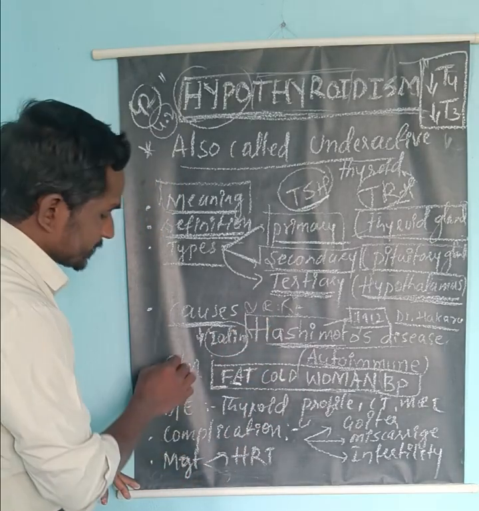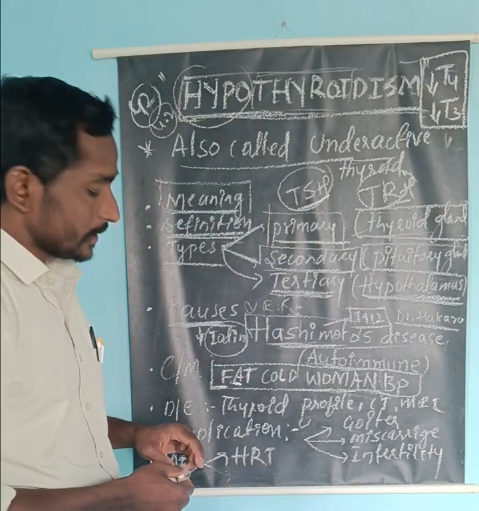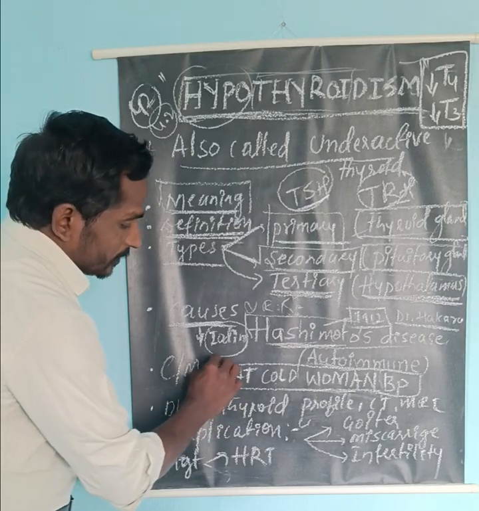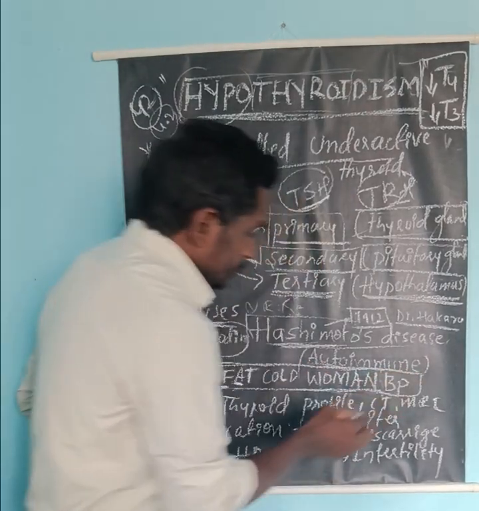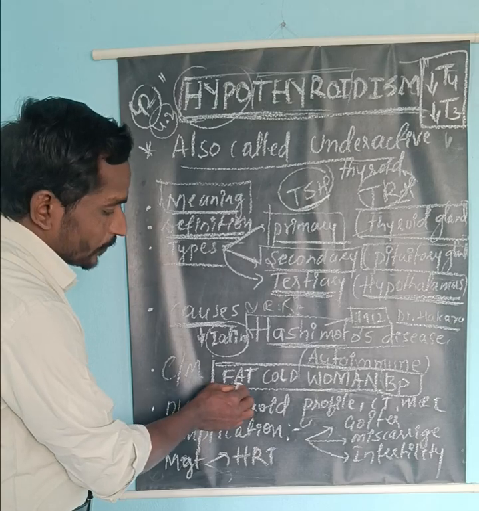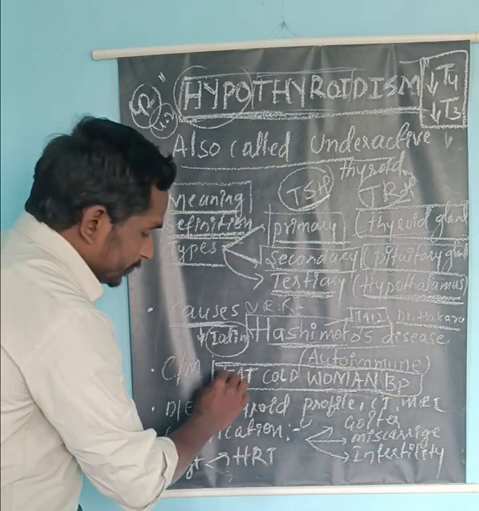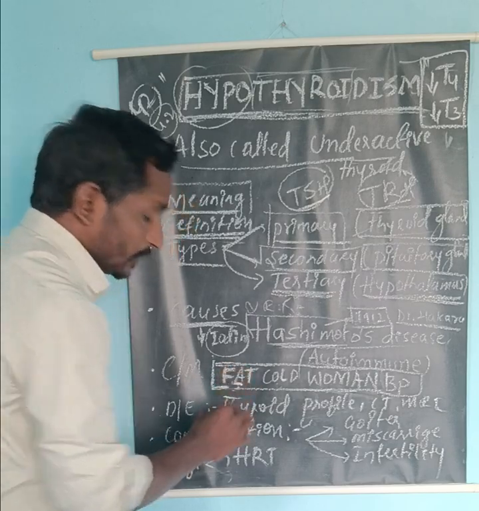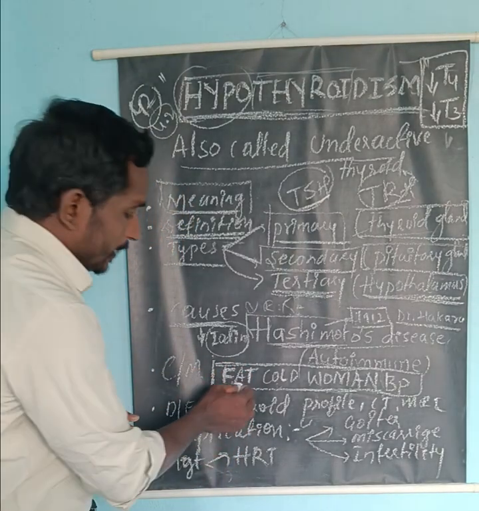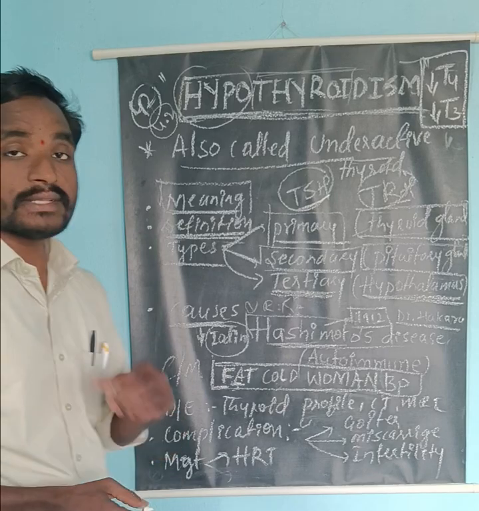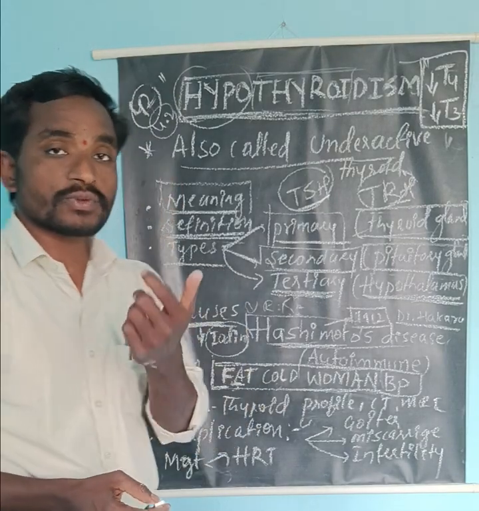Now come to the clinical manifestations of hypothyroidism. For easy remembering, I conclude with the word FAT COLD HUMAN BP. F is fatigue. A is amenorrhea, that is loss or cessation of menstruation.